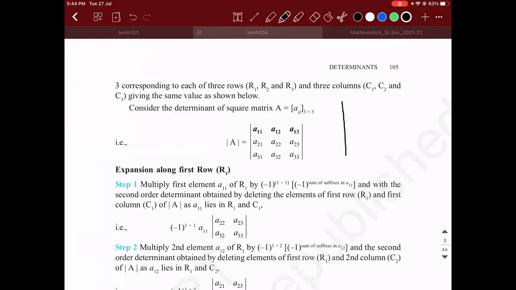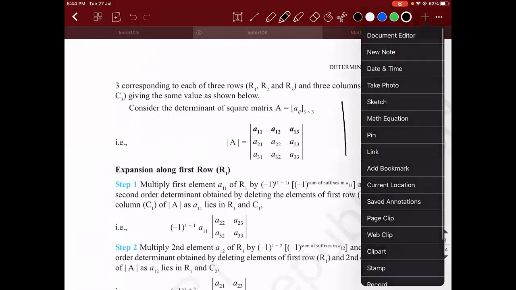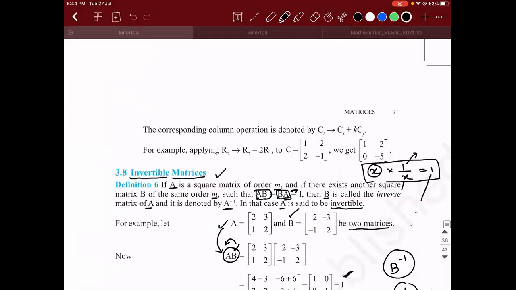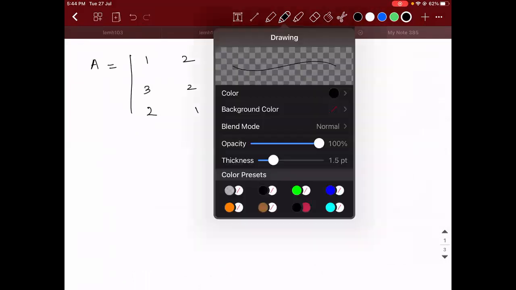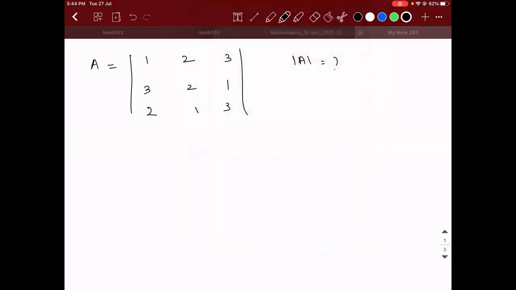There's one thing I wanted to ask you. I want to check how much you people know this. If I give you a matrix like this, 1, 2, 3, 3, 2, 1, 2, 1, 3, and I'm asking you, what is the determinant of A? Who can tell me?